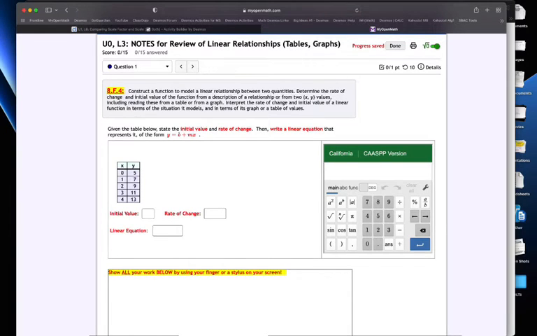First thing we're going to do is talk about how to find the initial value, the rate of change, and the linear equation from a table. So first of all, the initial value is technically the point where the graph is crossing the y-axis. And within a table, it can be found really right there, 0, 5. So what that would mean is if this was a graph right here at 0, 5, this is where the graph would be crossing the y-axis.